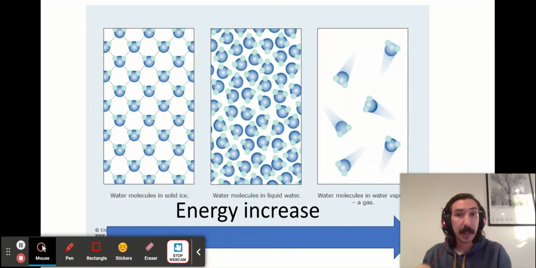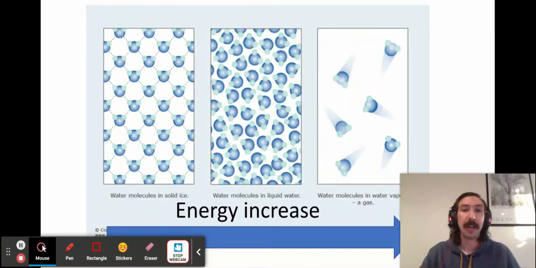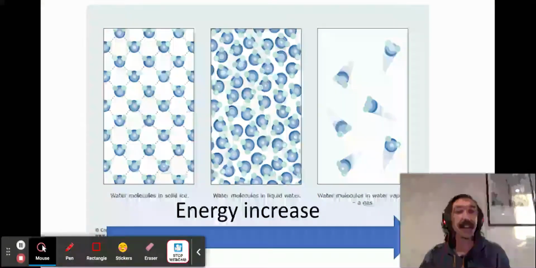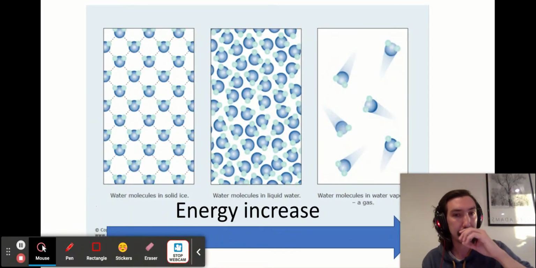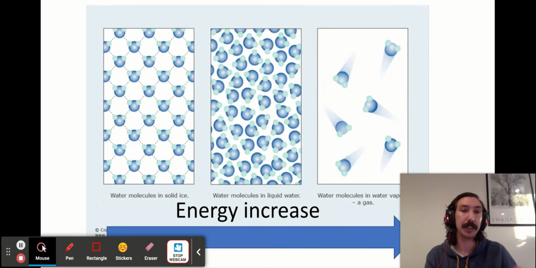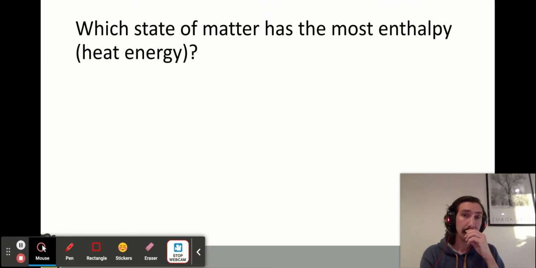And in reality, if we have water that's 100 degrees and we have water vapor that's 100 degrees, they're both the same temperature, but that water vapor has more enthalpy, more thermal energy. The particles are moving around faster, so it has more enthalpy than the water at 100 degrees. So I want you knowing, as it goes from a solid to liquid to a gas, the energy is increasing. So which state of matter has the most enthalpy?